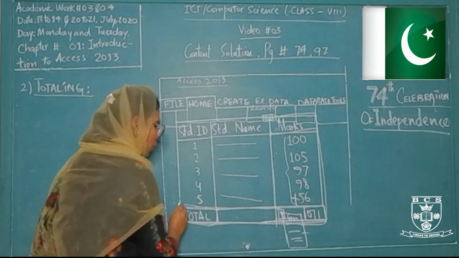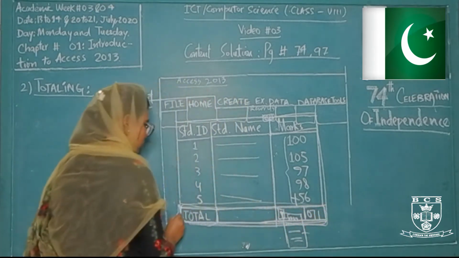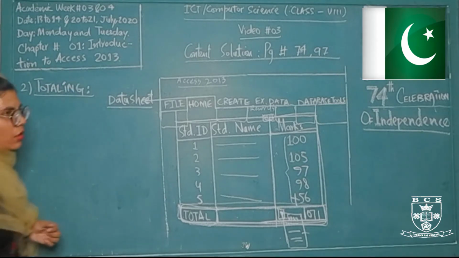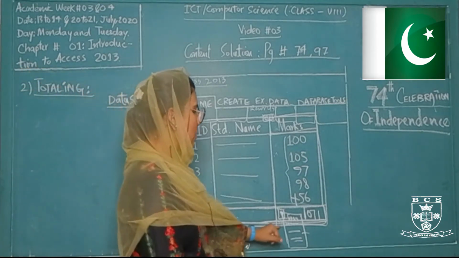So this is all about your total. This is the totaling. How can we total? We can apply any other mathematical function that we are having in this list.